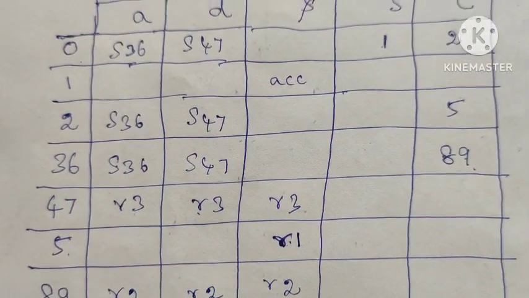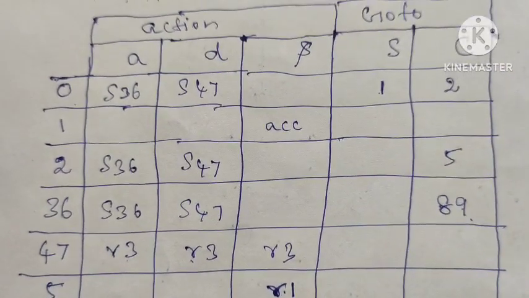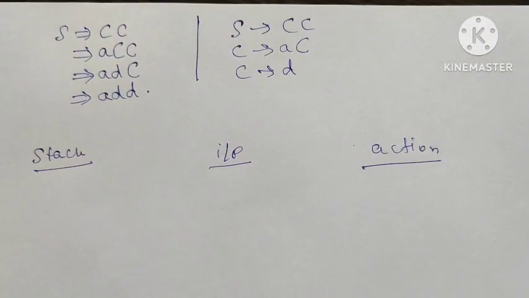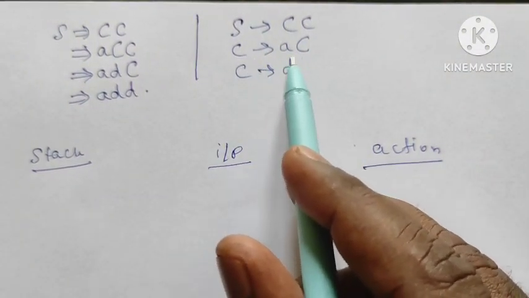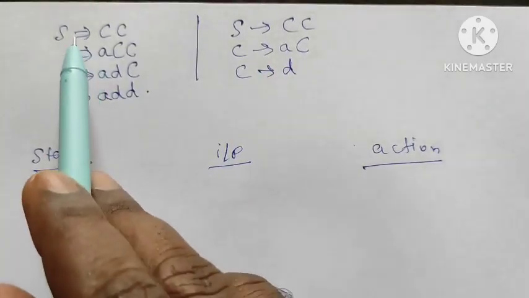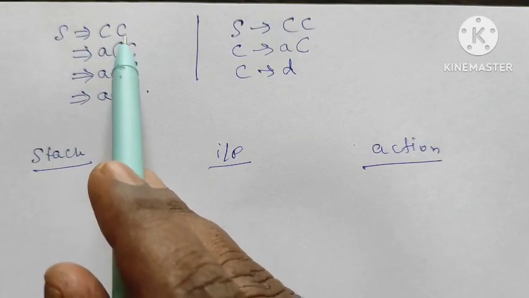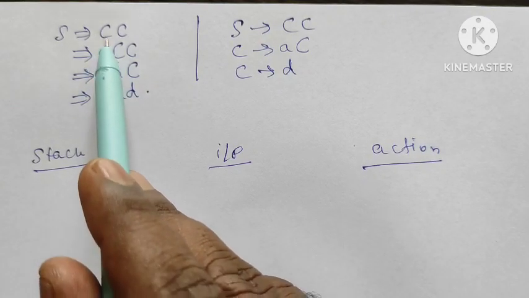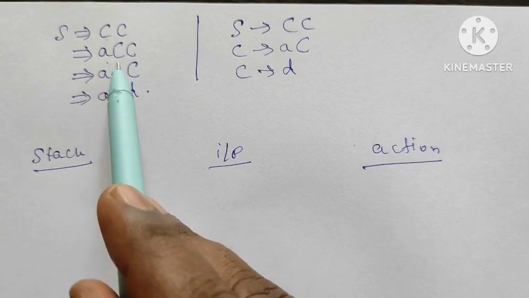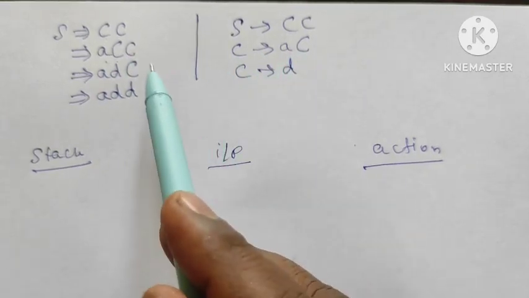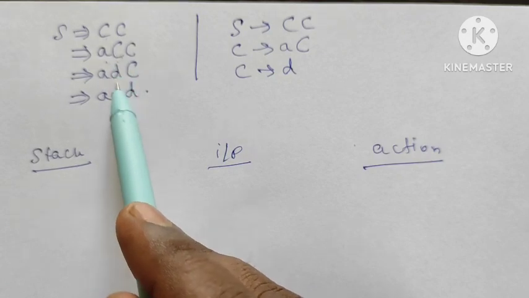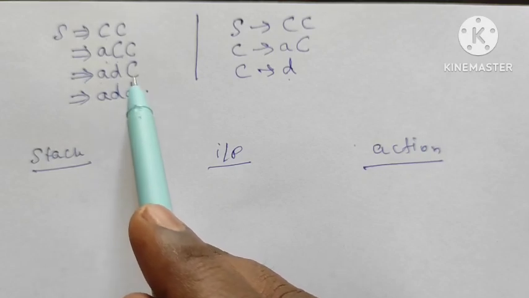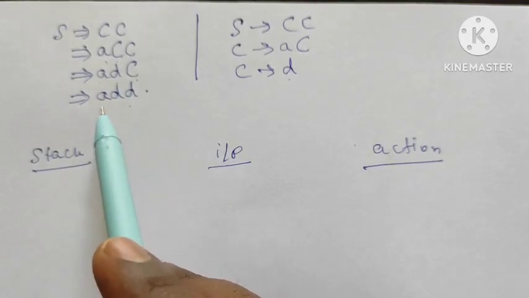So that's about filling the parsing table. Now what we have to do is take the grammar here and take a valid string. The valid string is from S tends to CC. We start with the first rule, then we can replace the C by AC. Now we get ACC. This C can also be replaced by D, so I write ADC. Again that C can also be replaced by D. So the valid string which I take here is ADD.